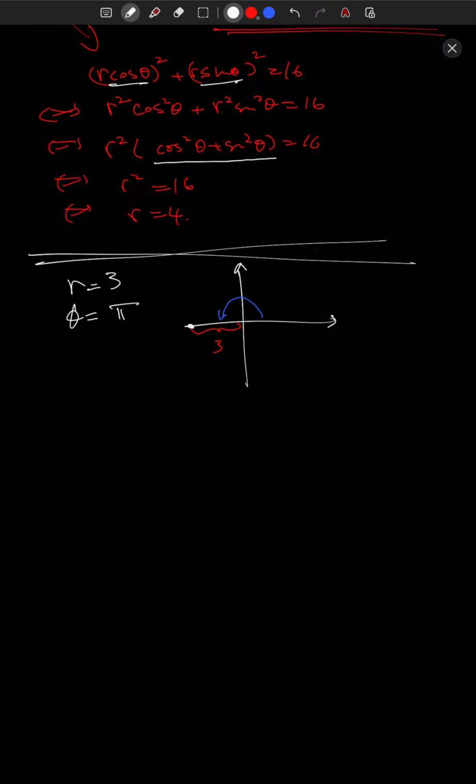So this point right there. Of course, in this particular example, you can just literally see this is minus 3 comma 0.